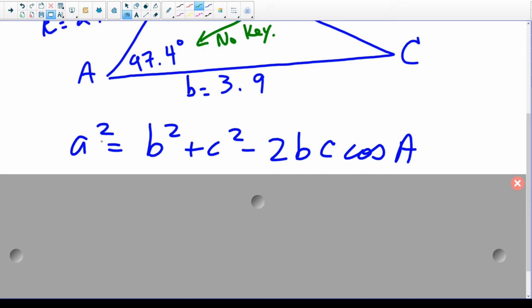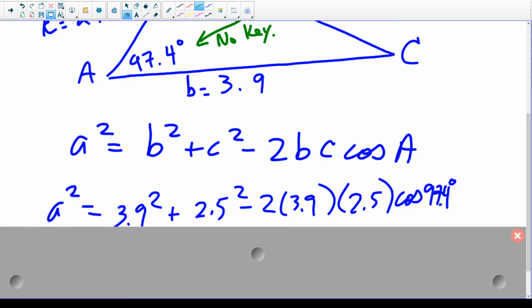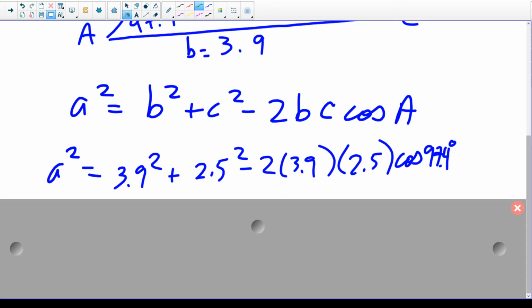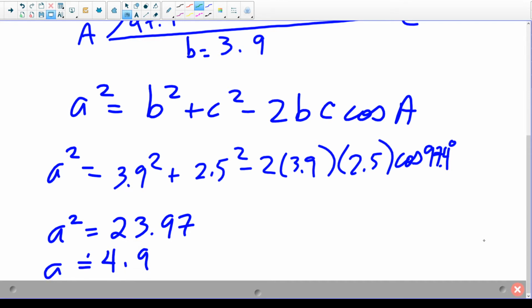So the cosine law is a squared is equal to b squared plus c squared minus 2bc cosine A. We know little b, we know little c, and we know big A. So we can just type all those numbers right into the equation, use our calculator, and then square root at the very end to be able to get our final answer. So it's actually quite an easy equation to use, even though it's intimidating, at least for case A. Okay? When you're looking for a side length.